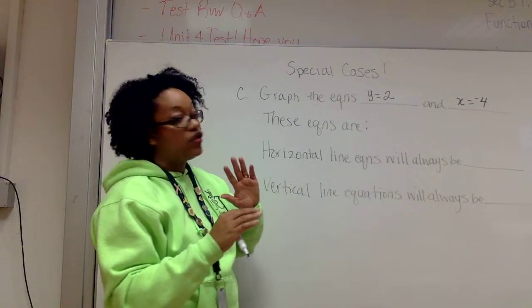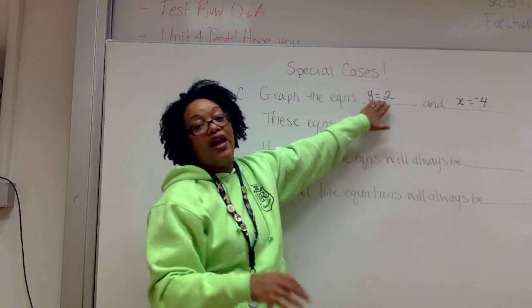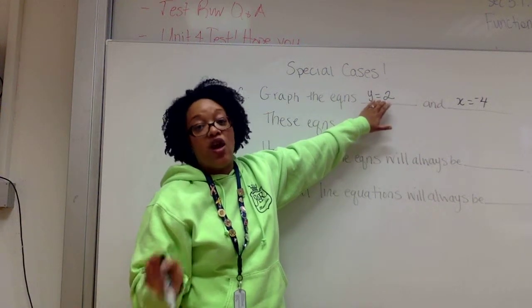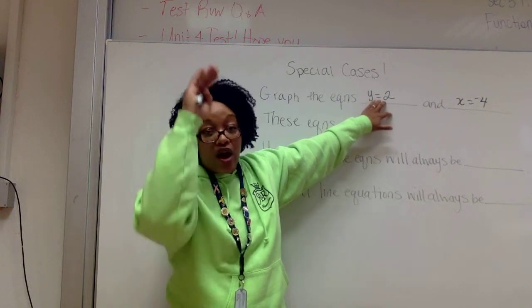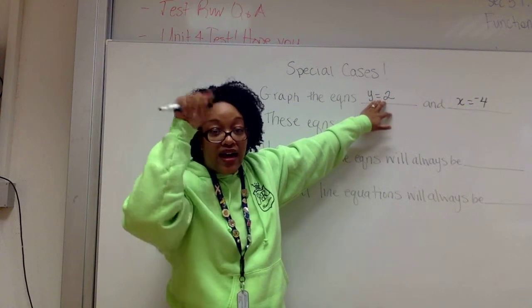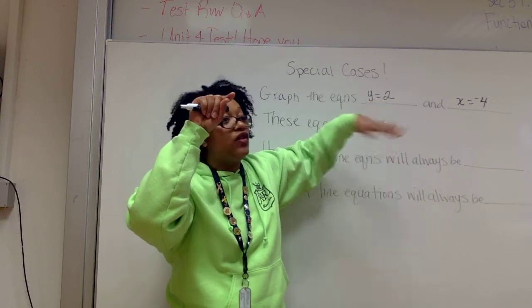What these equations are telling you is that when y is equal to 2, x can be anything it wants to be. Y will always equal 2. All right? On your y-axis, you would plot at 2. And then x can be anything it wants to the left and the right.